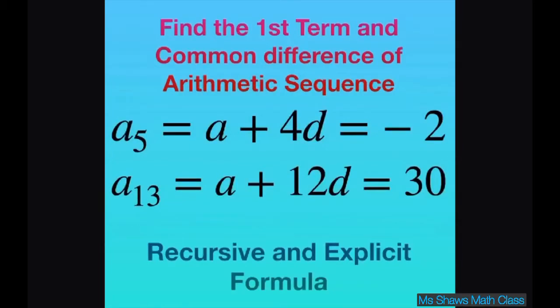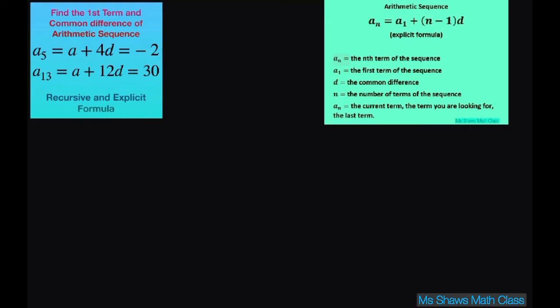Everyone, we're going to find the first term and common difference of an arithmetic sequence where the fifth term equals -2 and the 13th term equals 30. We're also going to write a recursive and explicit formula once we find our first term and our common difference. So let me explain how I got the formulas, because I already set up this system here.